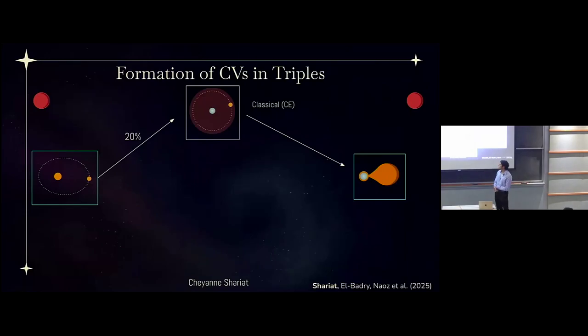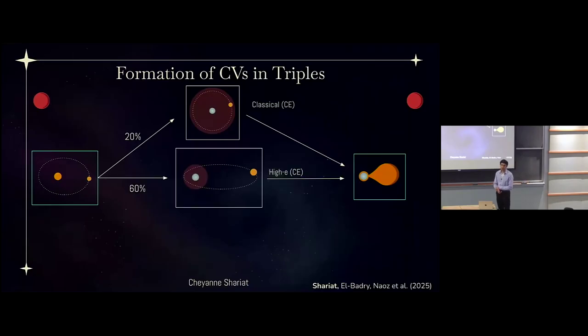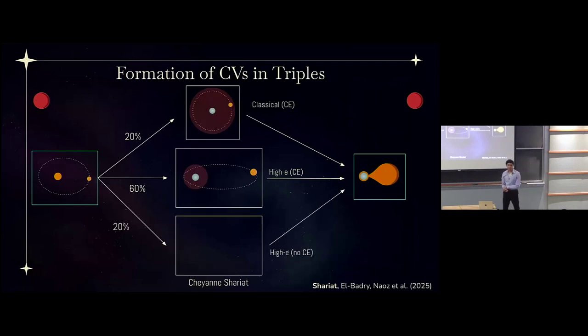And we find that 20% form through the normal way. They would have formed if they were in binary, so triples don't do anything. 60% would have never become CVs in isolated binaries, but because of the eccentricity dynamics in triples, they were forced to transfer mass and eventually became CVs. And CVs, which we call post-common envelope binaries, turns out that some fraction of them never experienced the common envelope because they're in triples and formed through the aforementioned channel.